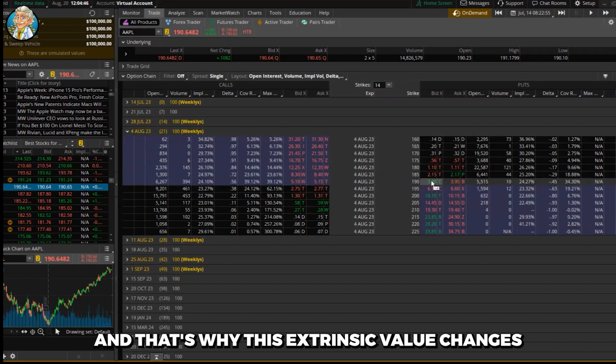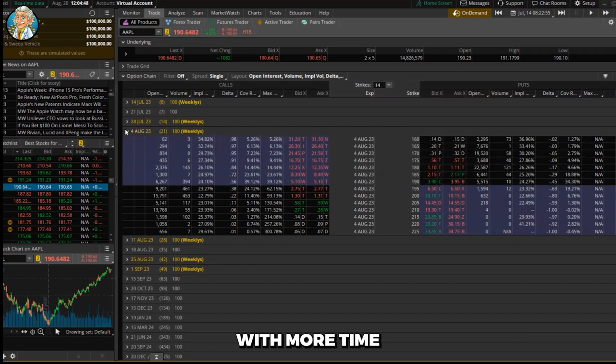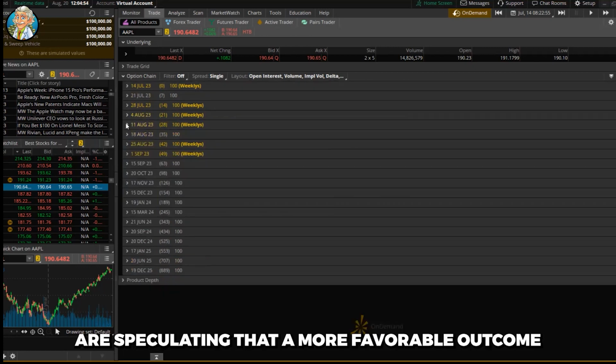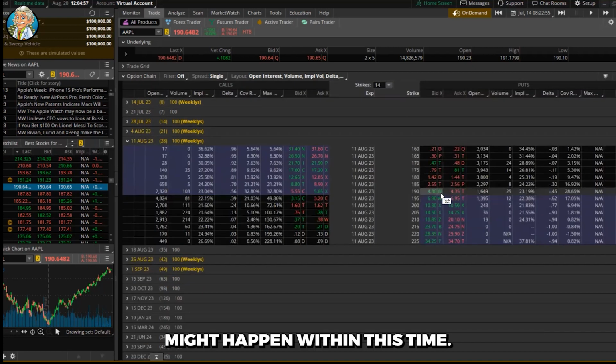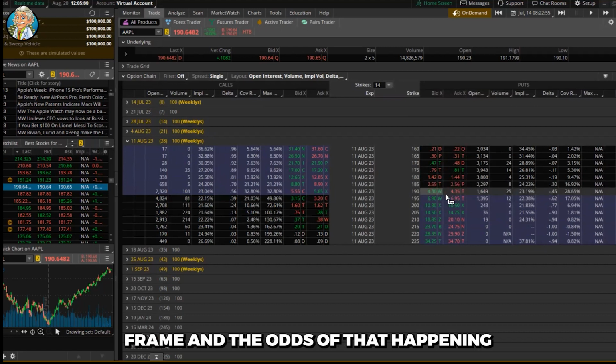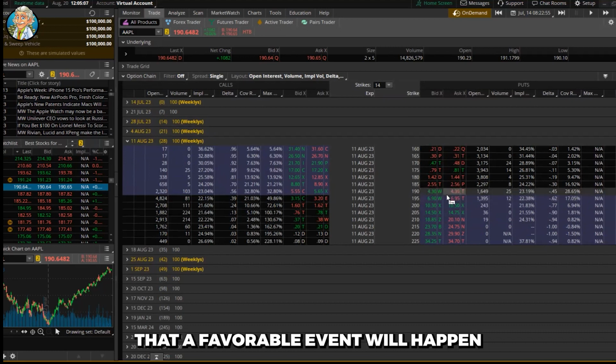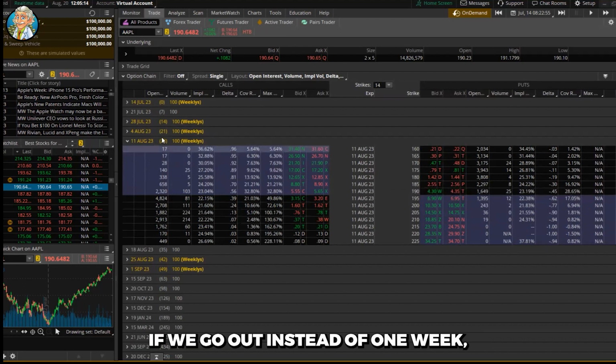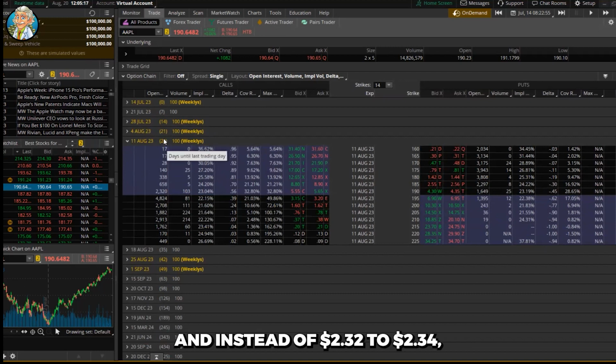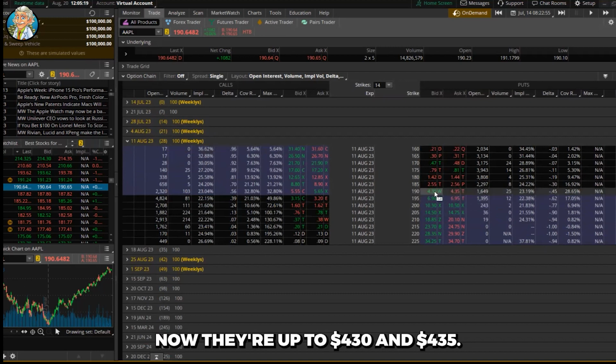And that's why this extrinsic value changes with more time, because speculators are speculating that a more favorable outcome might happen within this time frame. And the odds of that happening, we'll go into later in this course, but the odds might be pretty good that a favorable event will happen that will cause this outcome to happen in your favor. So if we go out 2 weeks instead of 1, instead of $2.32, $2.34, now they're up to $4.30 and $4.35.